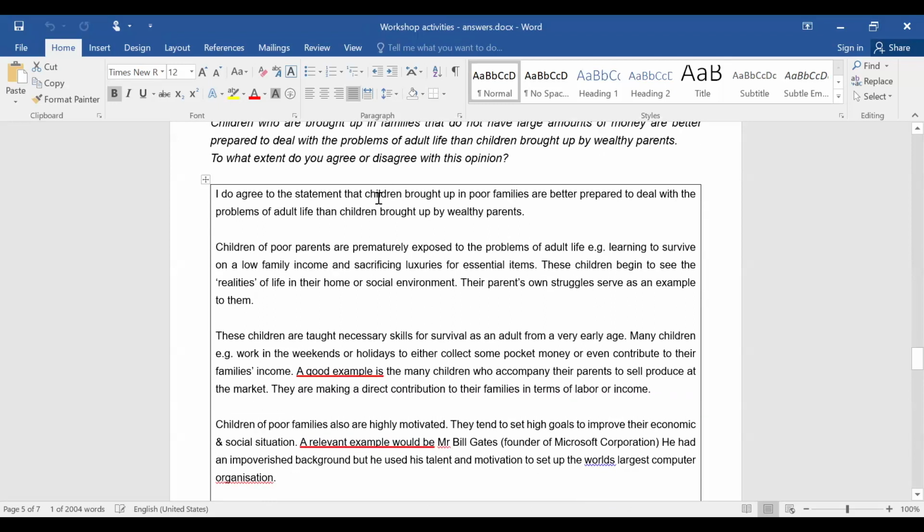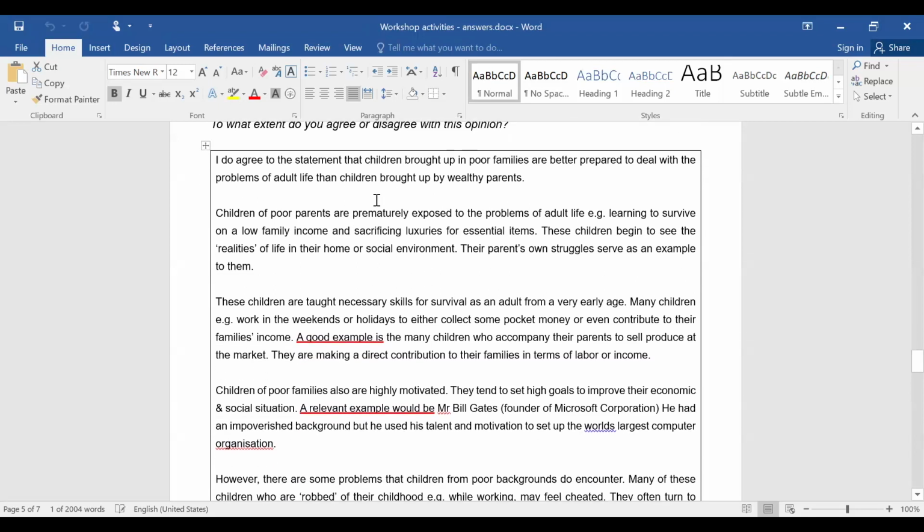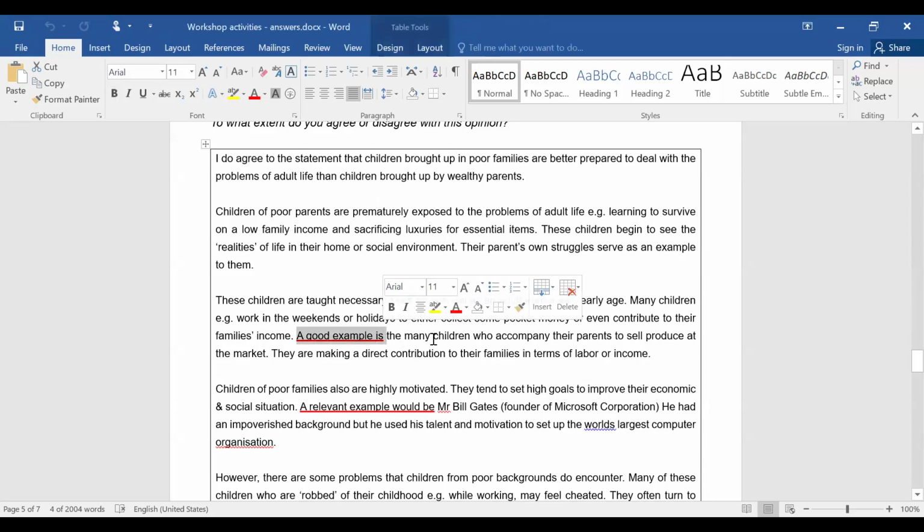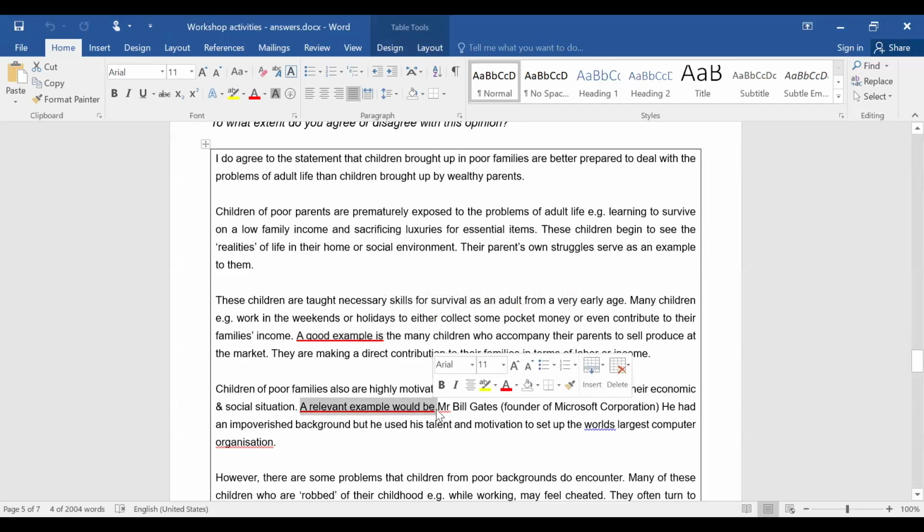What sentence structures do the candidates use? A good example is blah, blah, blah. A relevant example would be blah, blah, blah.